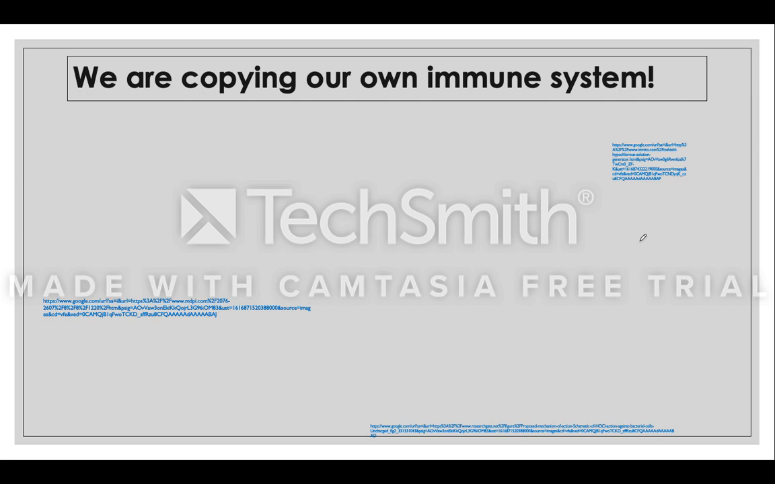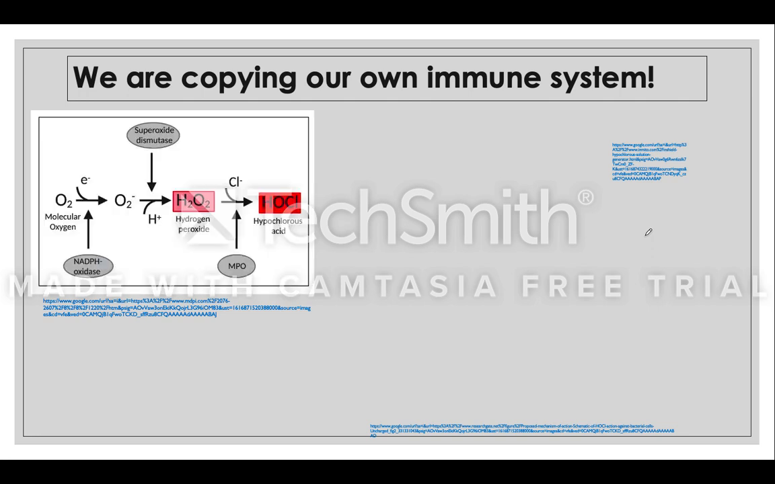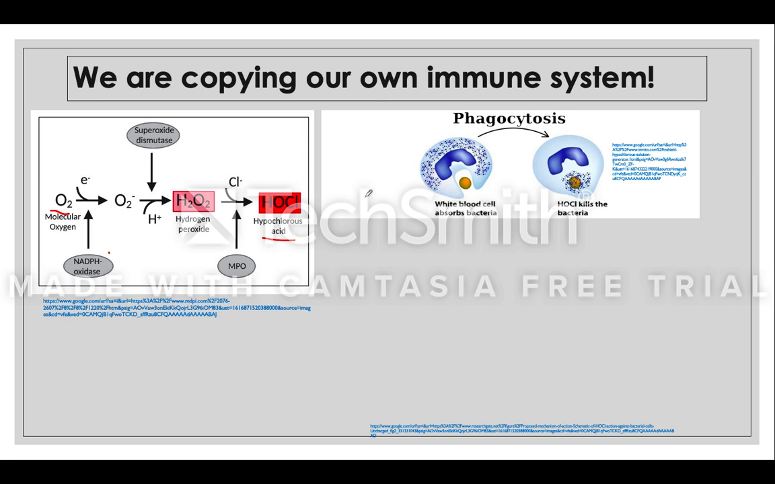And what's interesting, and we are thankful for it, is we literally copied our immune system. So this is a white blood cell. Let's pretend this would be encased in a white blood cell, more specifically a neutrophil. What happens is they take oxygen gas and they reduce it through a series of reactions and enzymes to form hypochlorous acid. And white blood cells are also able to do a process called phagocytosis, where they engulf the pathogen or the bacteria or the virus or whatever it is.